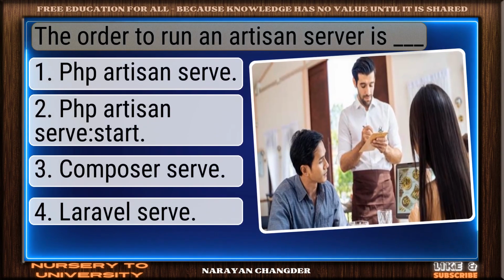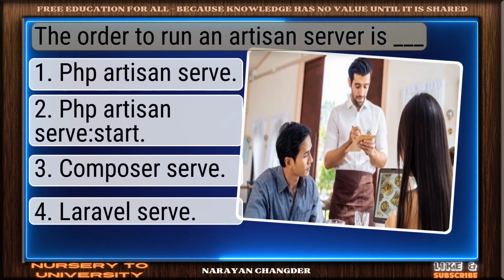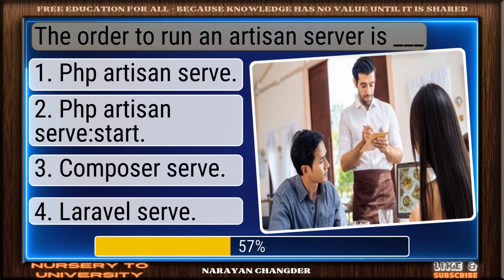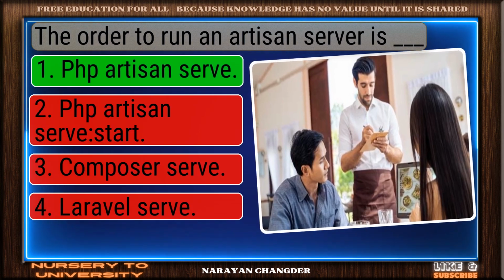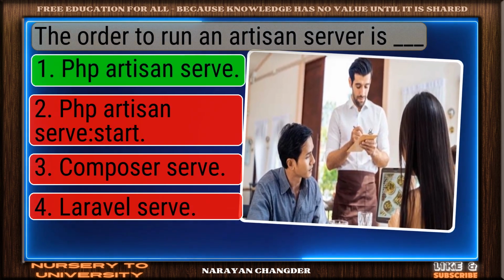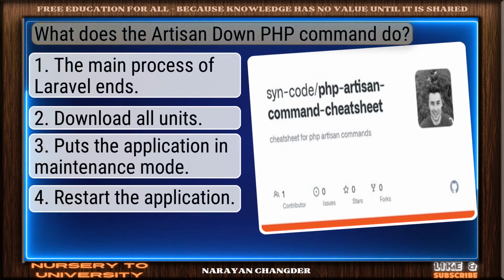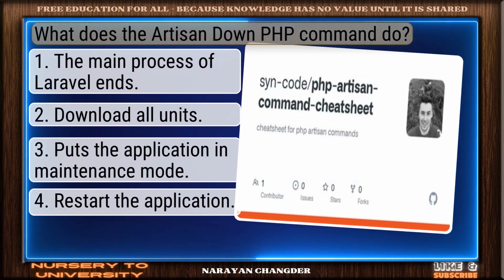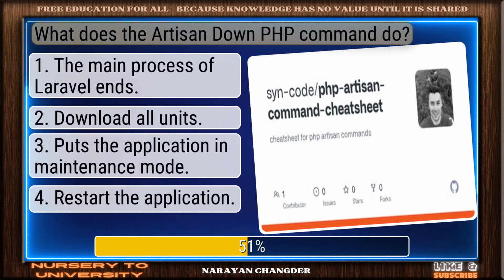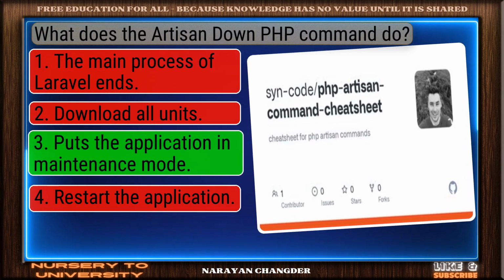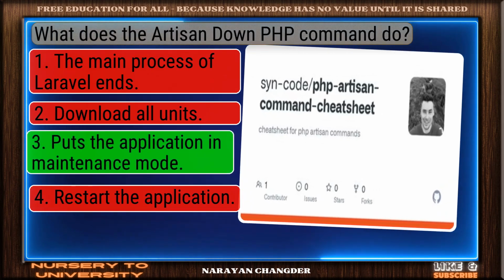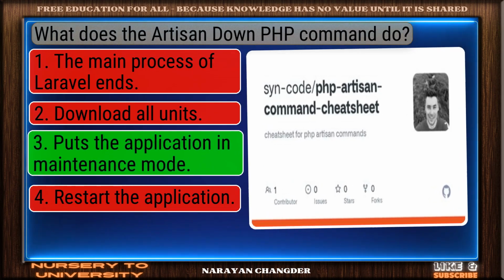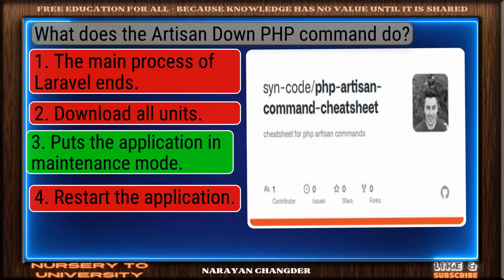Question number 31. The order to run an artisan server is dash. On track. PHP artisan serve is the correct answer. Question number 32. What does the artisan down command do? Well done. Puts the application in maintenance mode is the right choice.